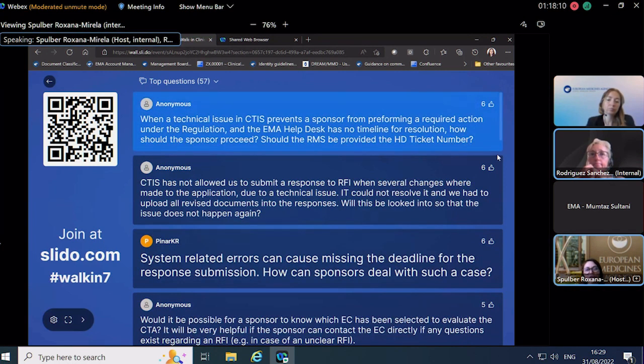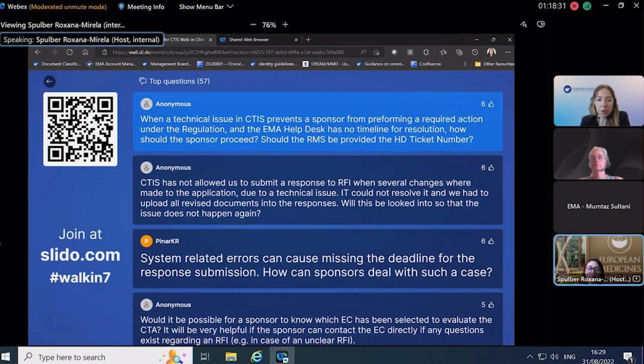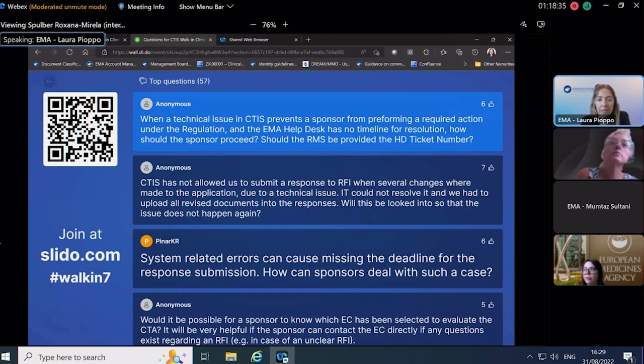When a technical issue in CTIS prevents a sponsor from performing a required action under the regulation, and the EMA help desk has no timeline for a resolution, how should the sponsor proceed? Should the RMS be provided with the ticket number? Yes, so this could be an option basically to keep the dialogue open between the sponsors and the member states, and we have seen this in few cases.